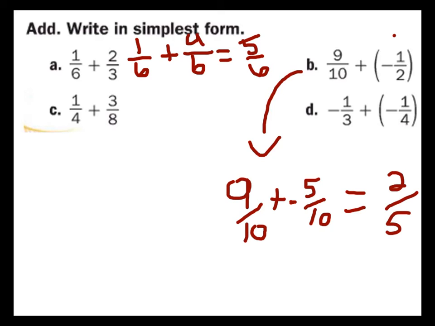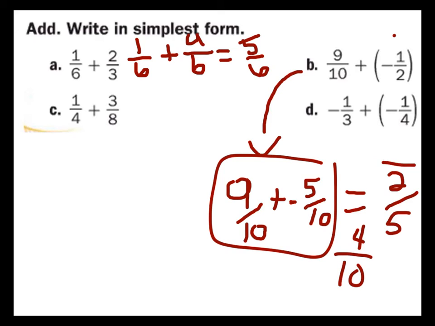That's interesting. I don't know how to really do it. All right, well you did that part right at least. Just understand that this would actually give you 4/10, which would simplify to this. Okay? I understand. That's good.